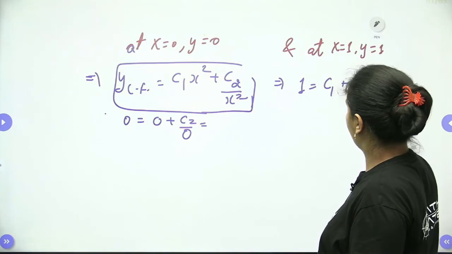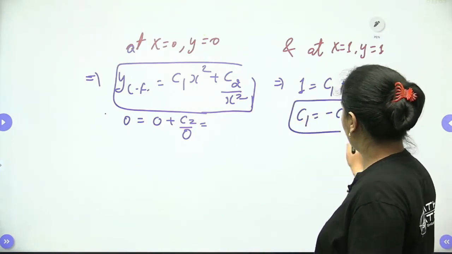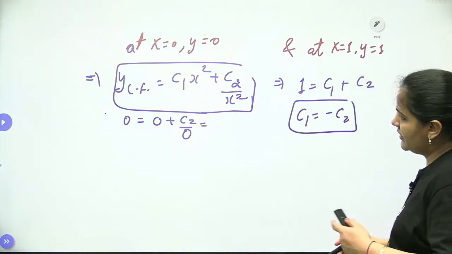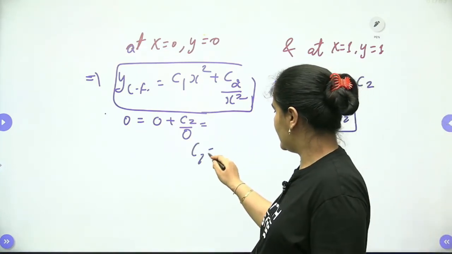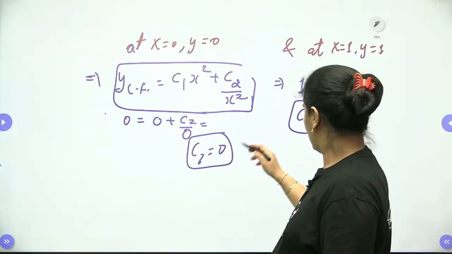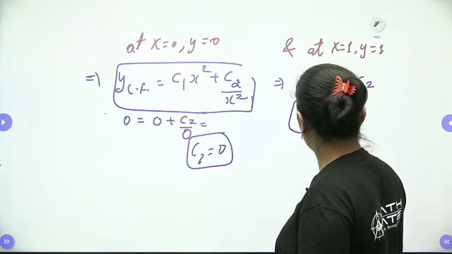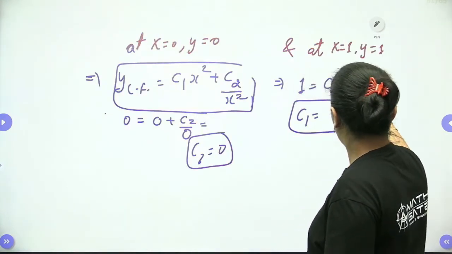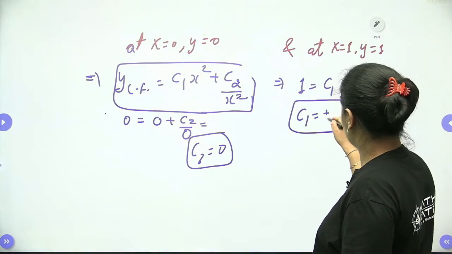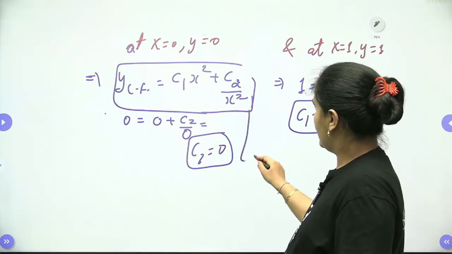1. So C1 plus C2 by 1. So you can say C1 is equal to minus C2 from here, right? But we can already say from here that C2 is equal to 0. Hence C2 is equal to 0. So C1 is equal to C2 is equal to 0, so C1 is equal to plus 1 only.